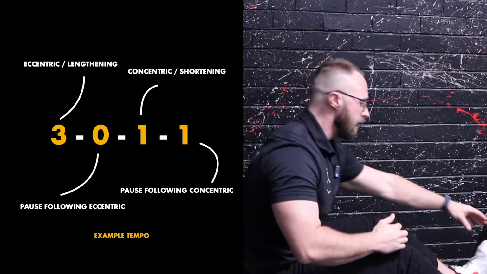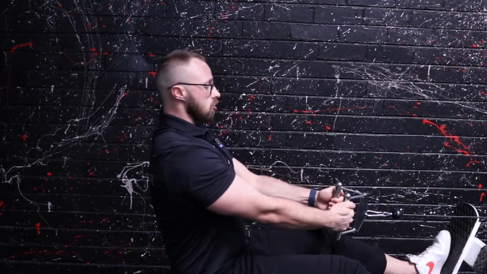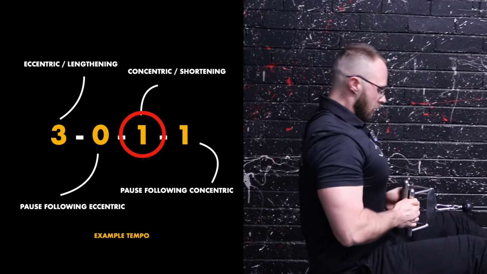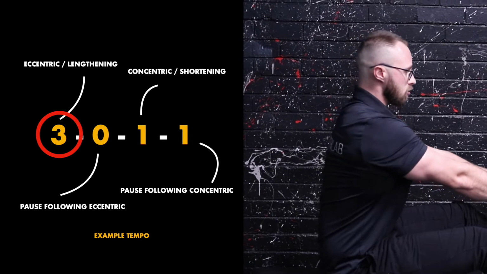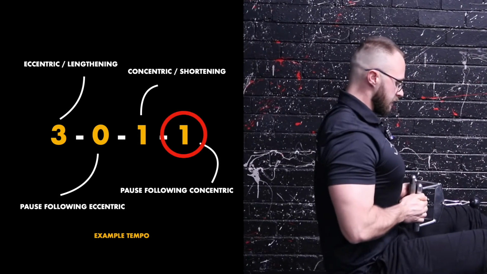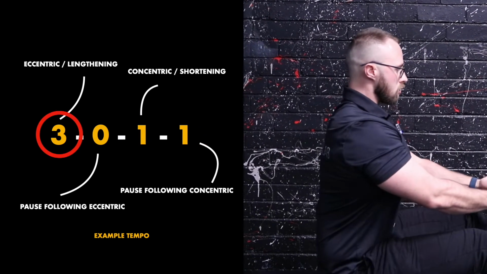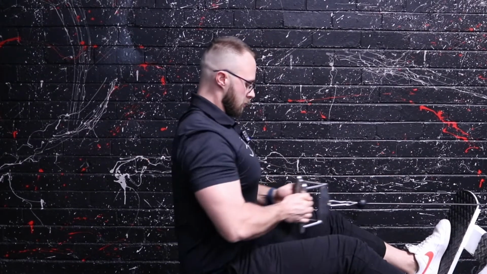So what it's going to look like is we begin with a concentric contraction. So I'm going 1 second in, a 1 second hold, and then 3 seconds out. I've got no pause following the eccentric. So 1 second in, 1 second hold, 1, 2, 3, out.